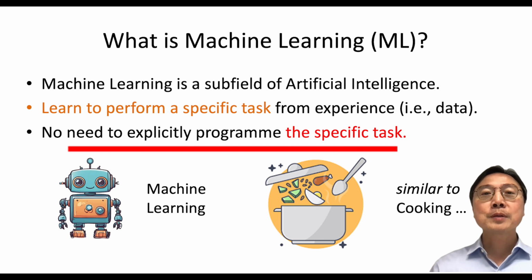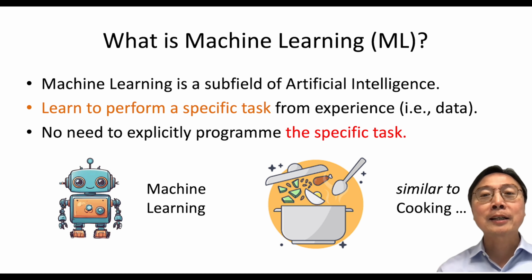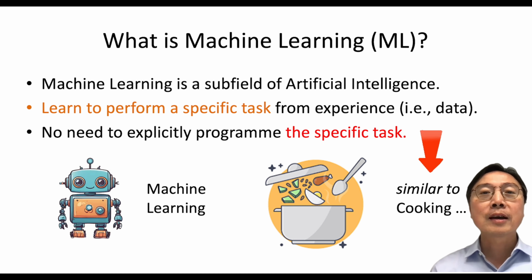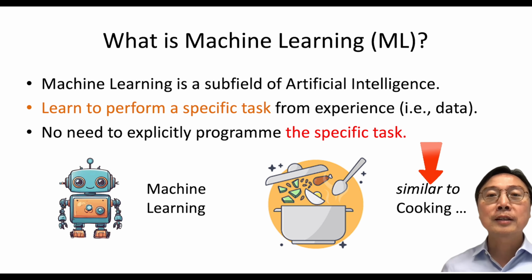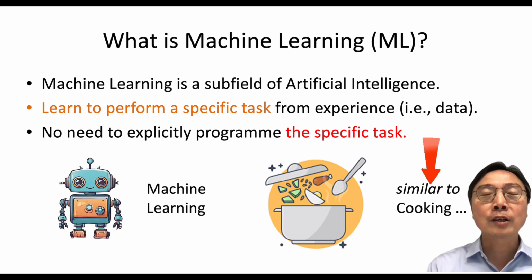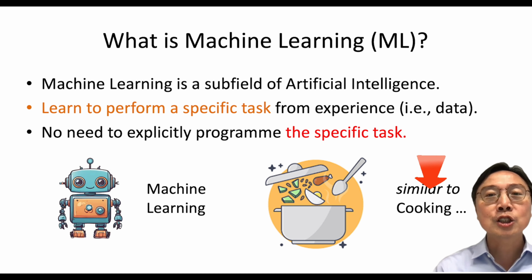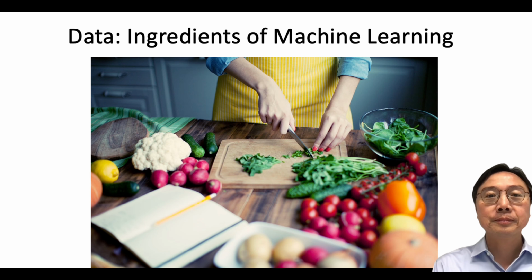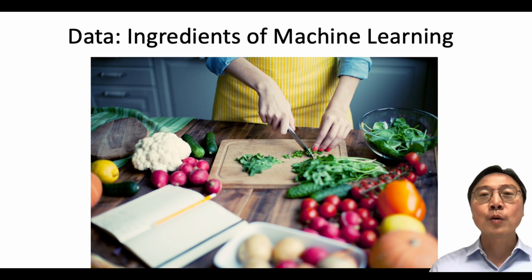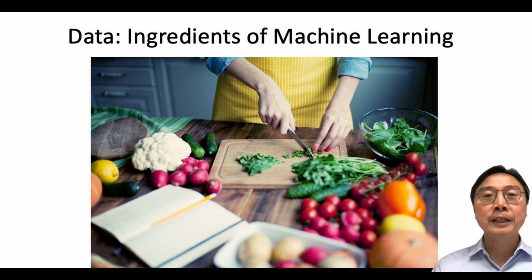Sometimes I would say machine learning is just like cooking. If you have some good ingredients and a good way of cooking, then you can produce good dishes. So we start with ingredients. We all know that to do good cooking, ingredients are so important.